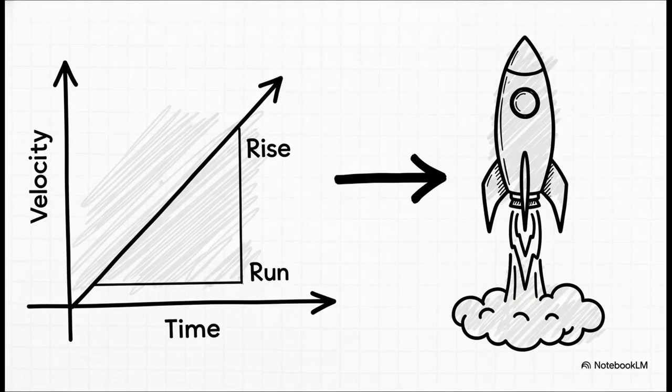Now, what if the object is speeding up, but at a steady rate? We call this uniform acceleration. On a velocity time graph, this looks like a straight line sloping upwards. It shows that the velocity is increasing by the same amount in each second. And guess what the slope of this line gives us? It gives us the acceleration.